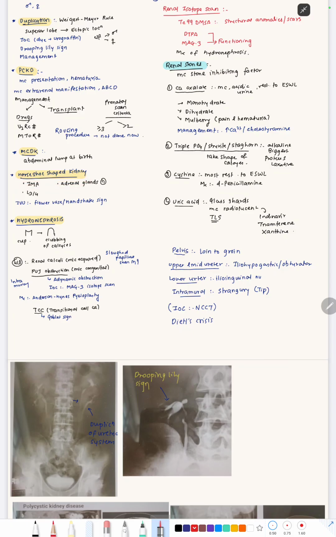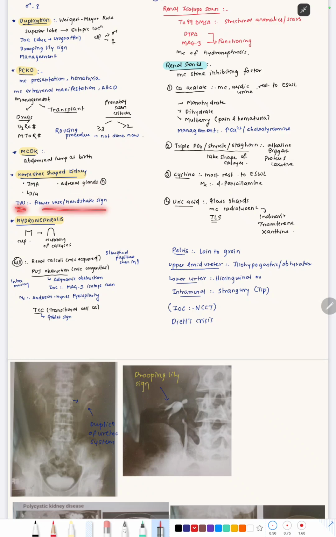Then there is a horseshoe-shaped kidney. In horseshoe-shaped kidney, the lower poles of the kidney are fused, and this kidney originates from the iliac fossa and then ascends upward into the lumbar region. It is stopped at the level of L3, L4 with the help of the inferior mesenteric artery. However, the adrenal glands are normal.